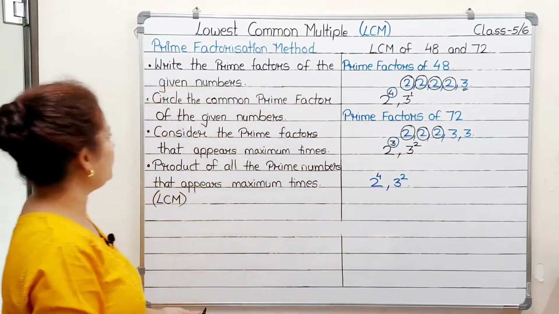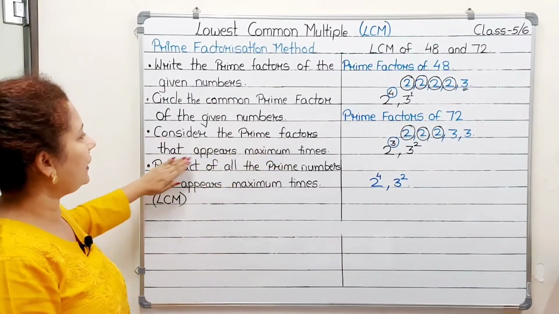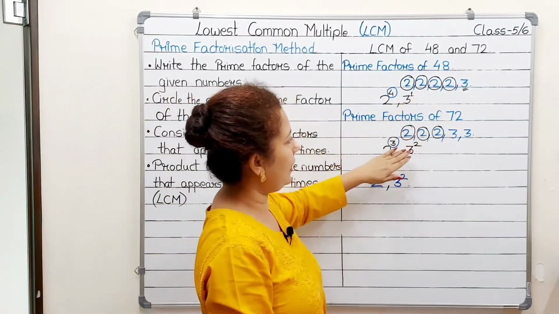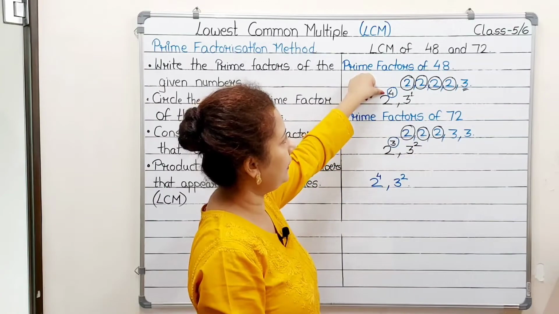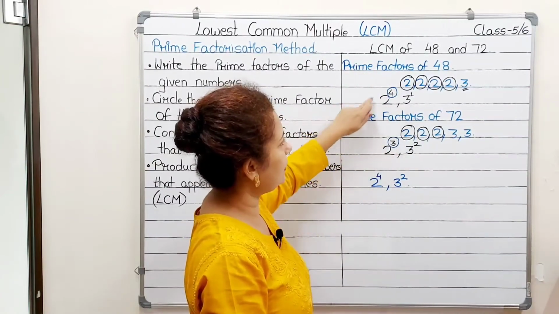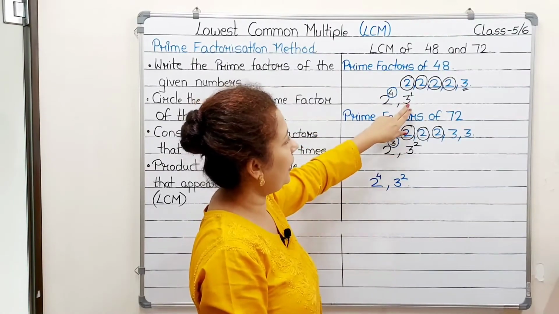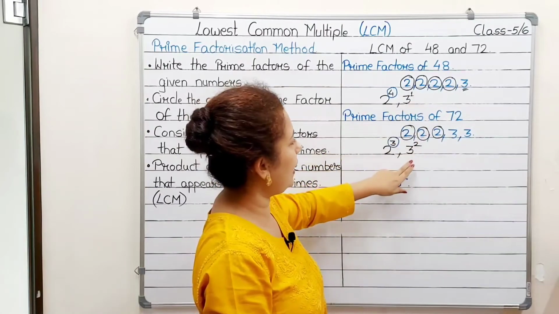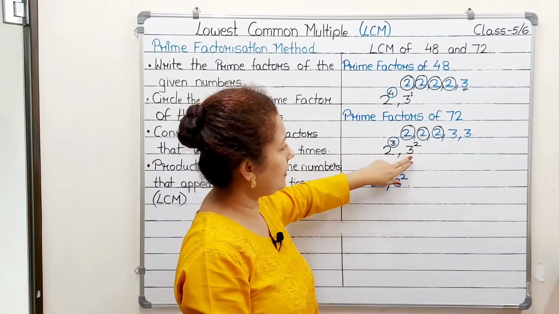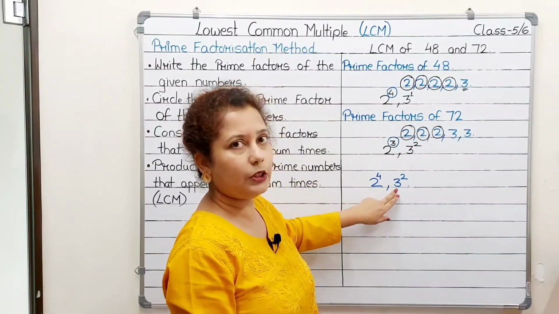So this point is: consider the prime factors that appear the maximum number of times. The prime factors are present in this number as well as in this number, but here it is present 4 times and here it is present 3 times. So we will consider 2 the maximum times, that is 4. And 3 here is present 1 time, and in the second number 3 is present 2 times, so we will consider the maximum number, that is 2.